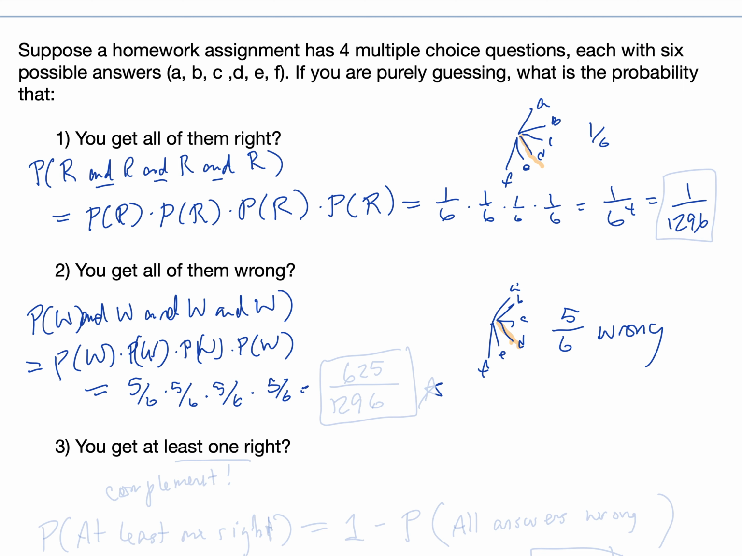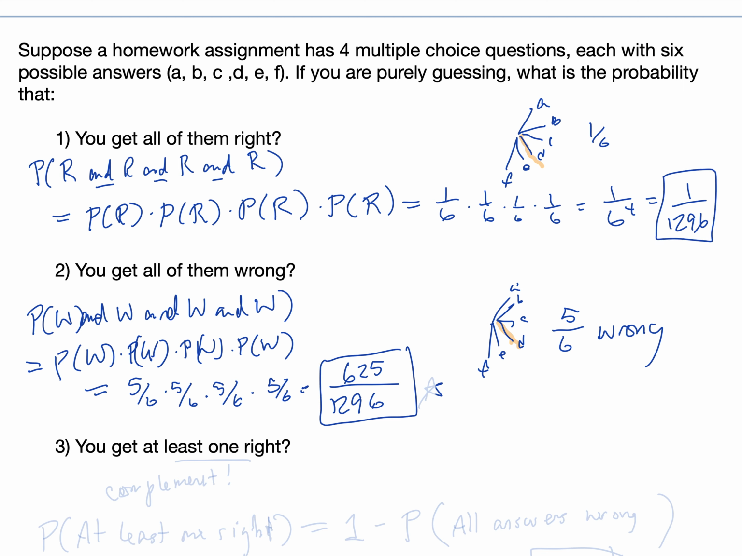And so that is, if we multiply 5 by itself 4 times, we get 625. If we multiply 6 by itself 4 times, we get 1296. When you multiply fractions, you just multiply across the top and multiply across the bottom. And so that is the probability of that.